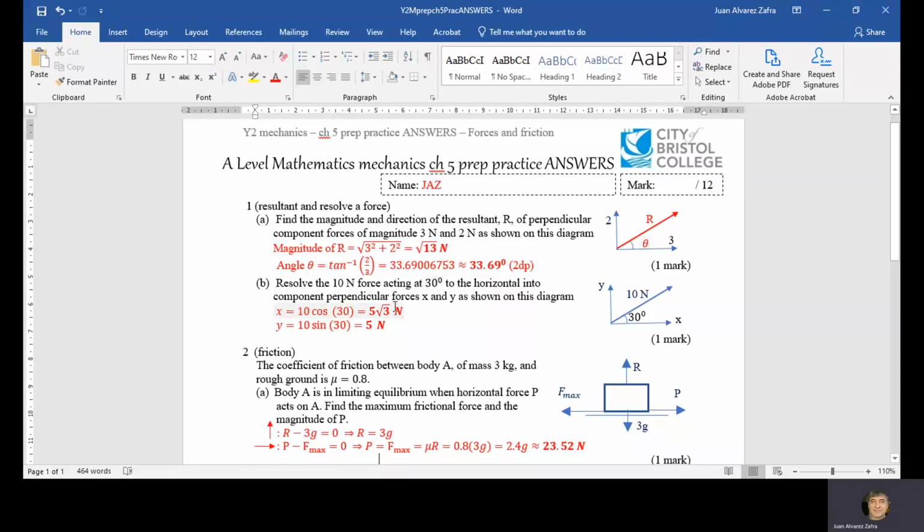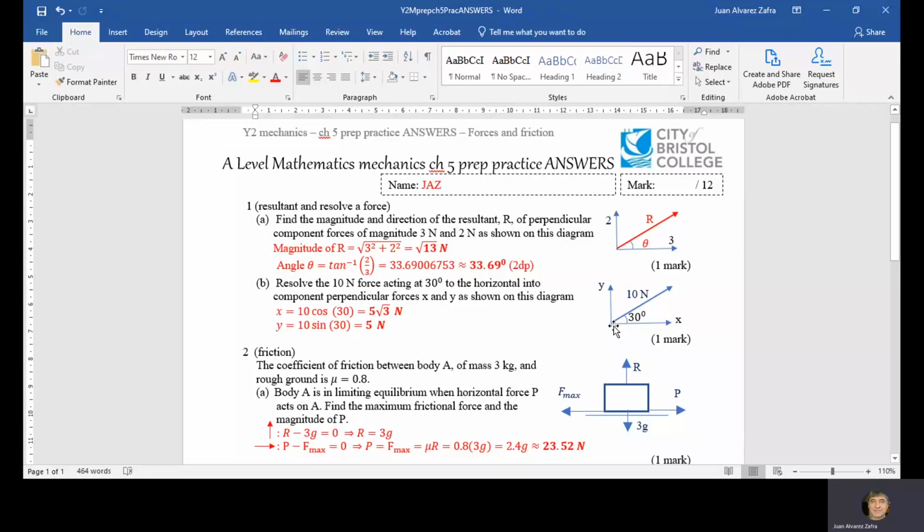Okay, and then part B is in the opposite direction, which is the more useful really. So we want to resolve the 10 Newton force, which is acting at 30 degrees to the horizontal, into component perpendicular forces x and y, which are horizontal and vertical, of course. So in this case, we want to work out the components of the 10 Newton force horizontally and vertically.